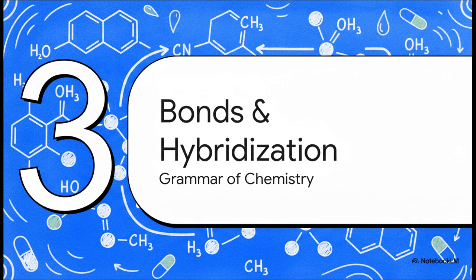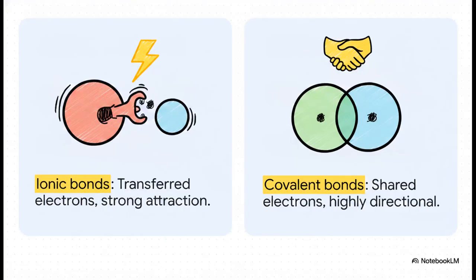Okay, part three, chemical bonds and hybridization, the grammar of chemistry. So atoms achieve stability by interacting with each other's electrons, right?